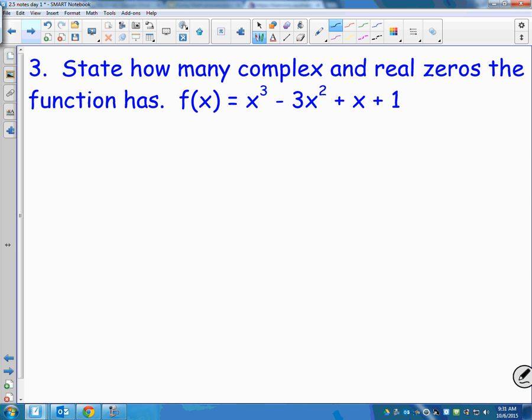So I want to make it clear on the directions on this. It says, state how many complex and how many real zeros the function has. Descartes' rule of signs can give us a list, a possibility, but you actually have to find some zeros to know exactly how many they are. All right, but let's use Descartes' rule of signs just so I can show you.